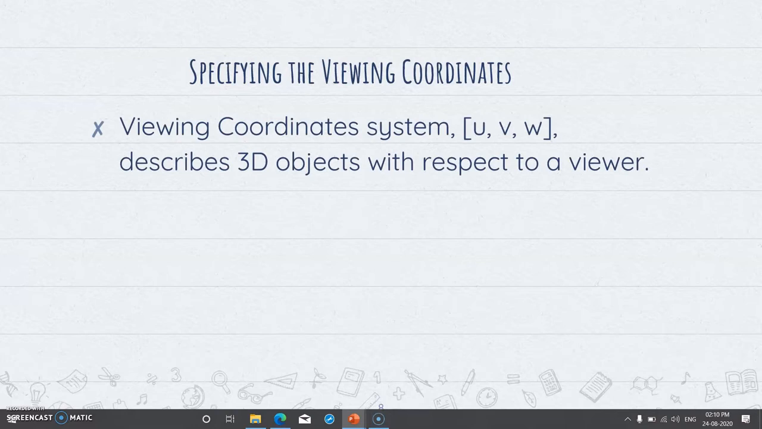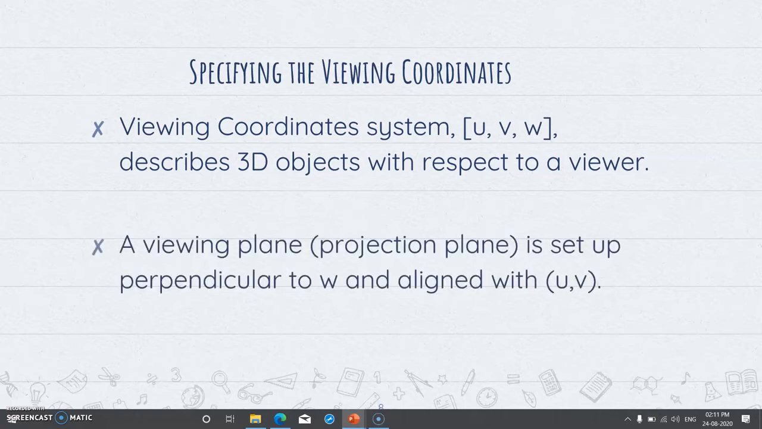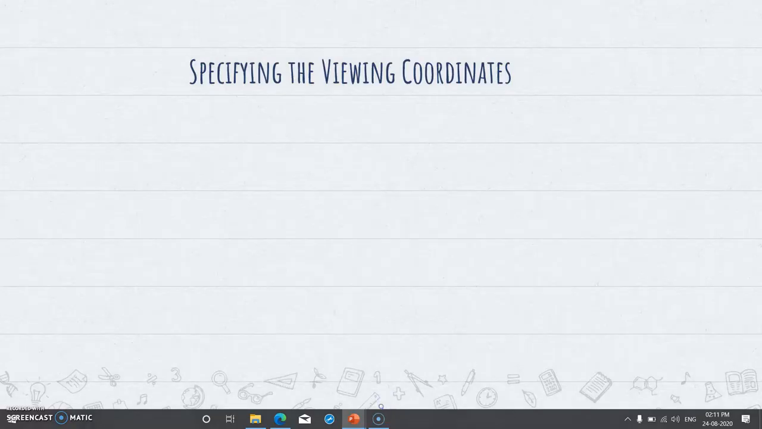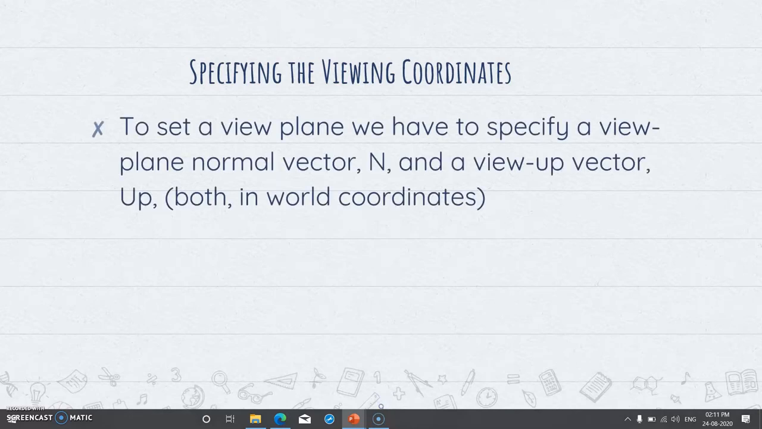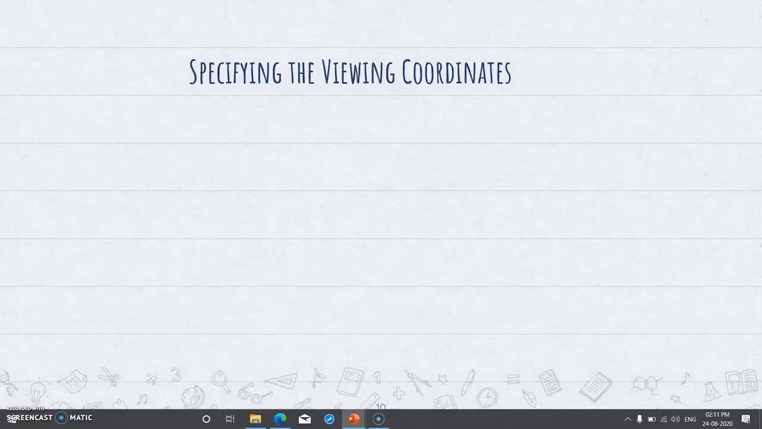Now, how can we specify the viewing coordinates? The viewing coordinate system is specified as UVW, a homogeneous coordinate system that describes 3D objects with respect to a viewer. Here, a viewing plane or projection plane is set up perpendicular to W and aligned with U, V. To set a view plane, we have to specify a view plane normal vector N and a view up vector UP, both in world coordinates.